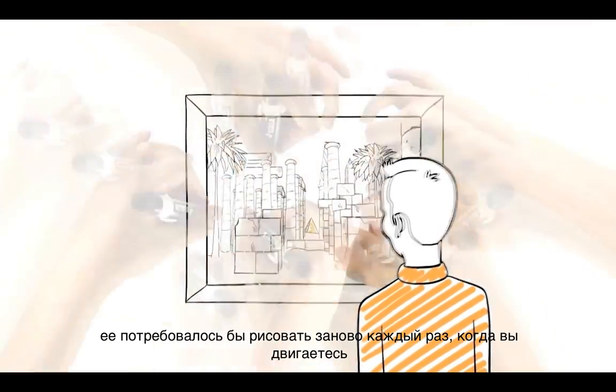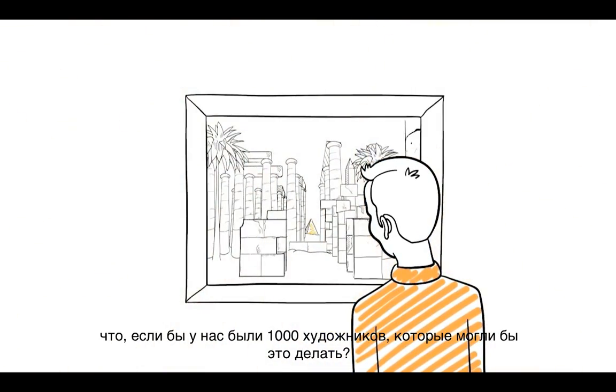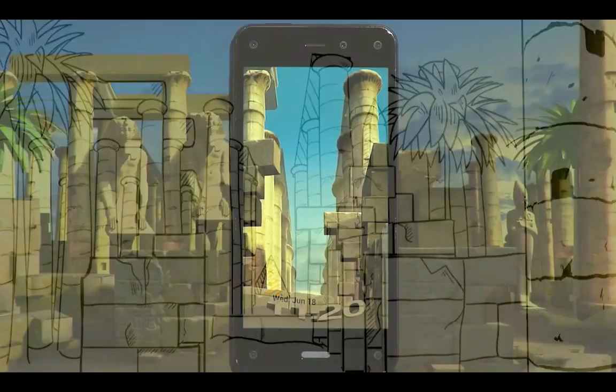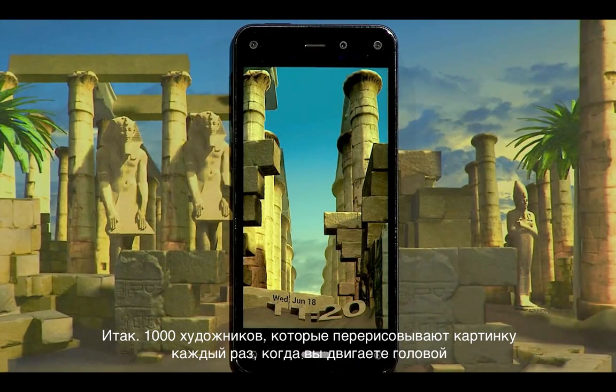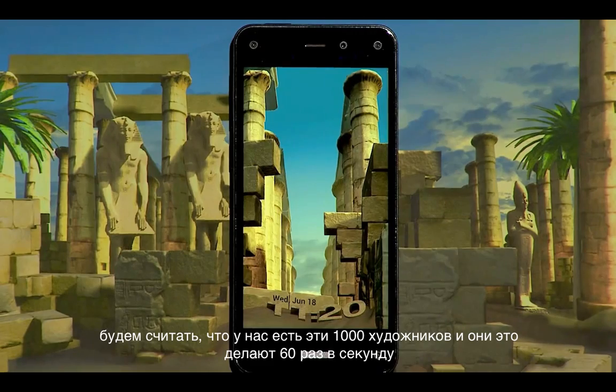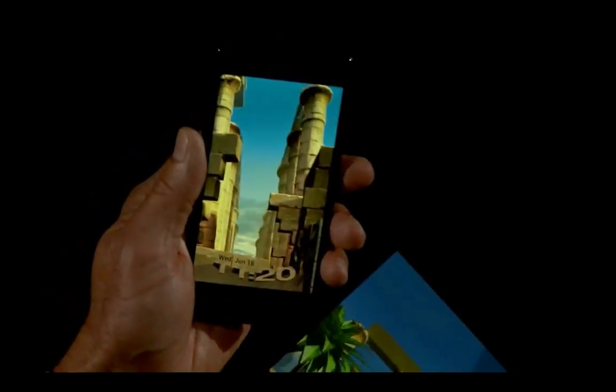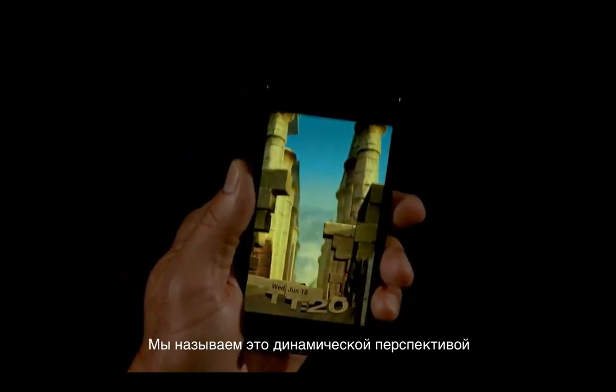What if there were 1,000 artists standing by to redraw the picture every time you moved your head? And what if they could do it, I'll just pick a number, say 60 times a second. Here it is. We call this dynamic perspective.